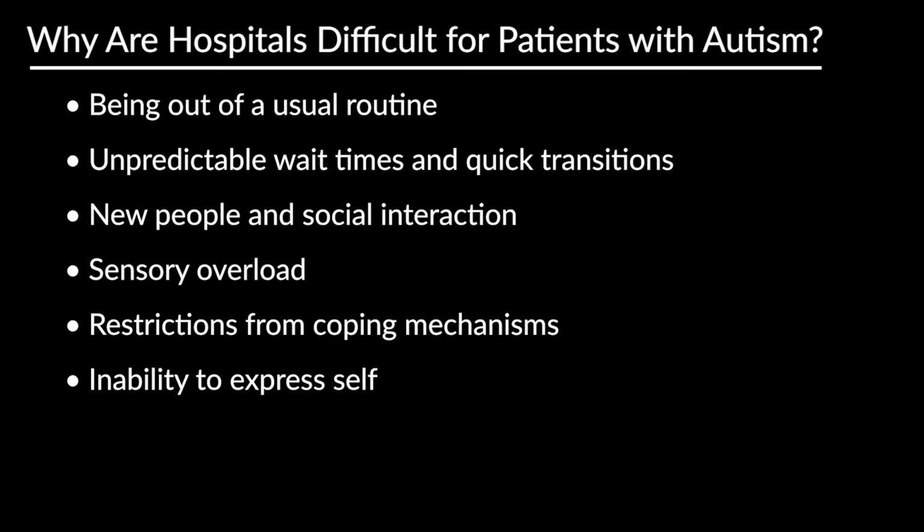Inability to express self. Individuals with autism often communicate in different ways or have challenges with communication. Hospital staff may not be aware of the patient's communication needs. When someone can't communicate, they can become overwhelmed. Verbal communication and expression of emotions can be difficult for a person with autism. As a result, individuals with autism might use behaviors to communicate a need, a desire, or a frustration. It is important to remember that behavior is communication.